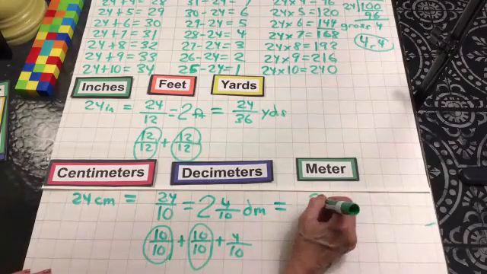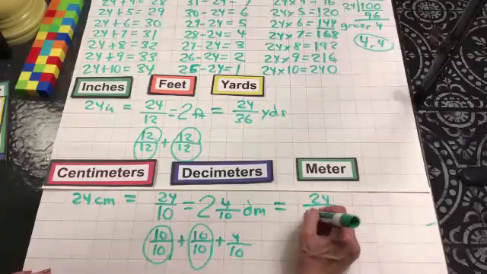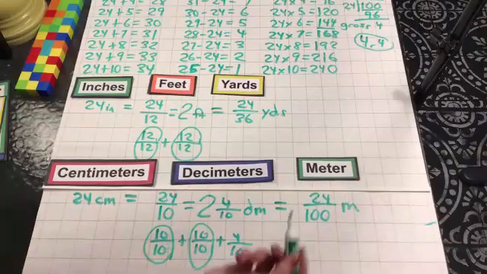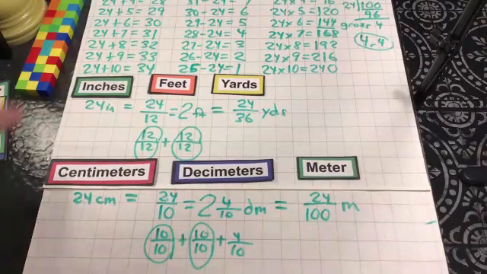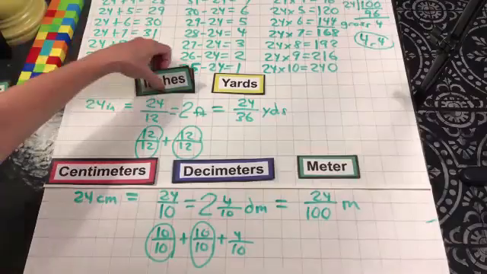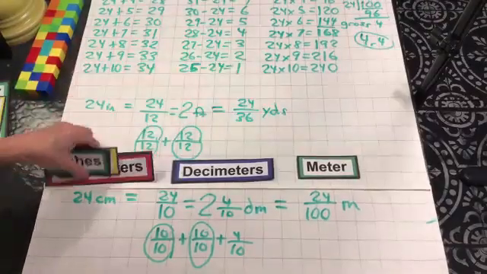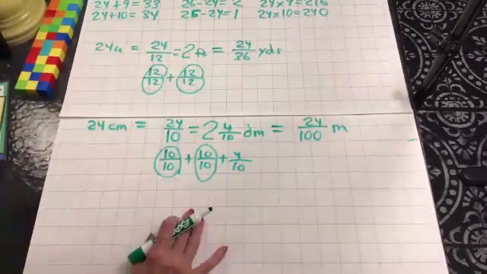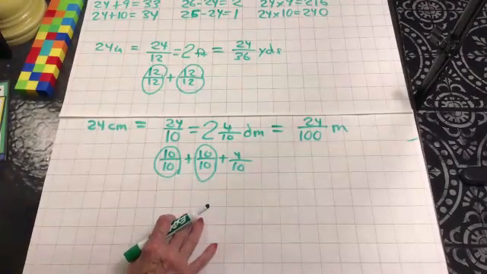All right, it takes 100 centimeters to make a meter. So we only have 24 hundredths of a meter. So there's our linear standard form and metric form. Hopefully you have those all written down and you are good to go for our liquid measurement.